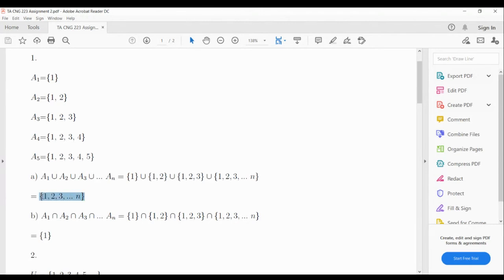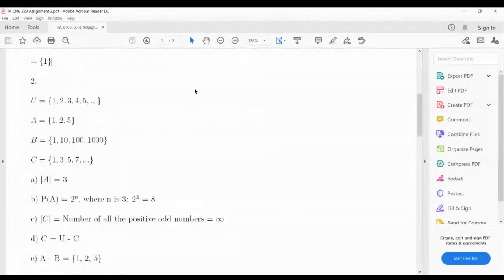So in order to conclude that this is the final answer, you should say A1 is a subset of A2, and so on until we reach An. So if you want to provide the complete solution, you should be careful about that, because this is not good enough for concluding that this is the final answer. And the same story for this one. Here, when we talk about the common element of all of these sets, yes, the final answer is correct. But again, we should show that they are subsets of one another until An, and that's the reason that A1 is the final answer for it.